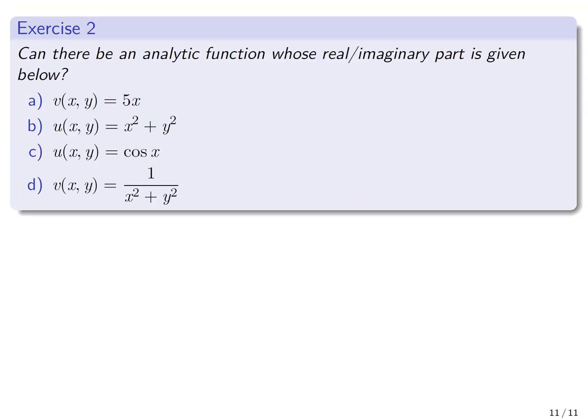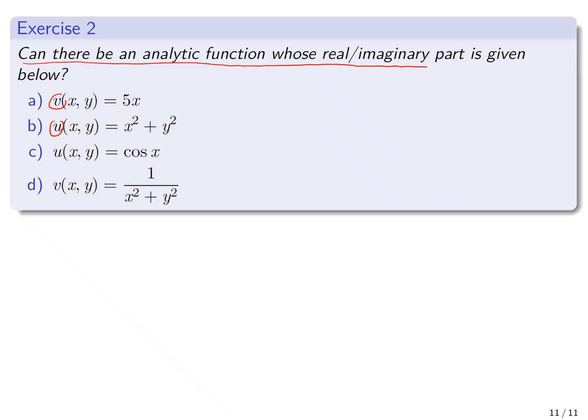And then also you can try these problems. The question is directly asking, can there be an analytic function whose real or imaginary part, depending on what you are given, is given below? So you have v and u. The real or imaginary part is given below. So you can try this.